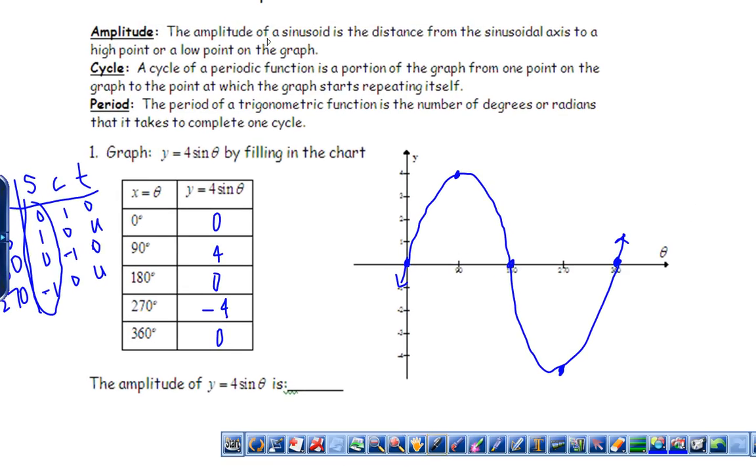It says the amplitude of a sinusoidal is the distance between the sinusoidal axis to a high point or a low point on the graph. So now it's giving you some more words. It says sinusoidal axis. This right here is going to be basically the middle of the graph. And what I mean by the middle of the graph is you can see that it goes from middle, top, middle, bottom, and back to the middle. So I can see that my sinusoidal axis falls right here on my x-axis. This happens to be my sinusoidal axis.